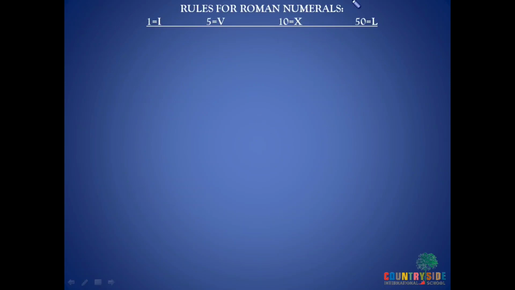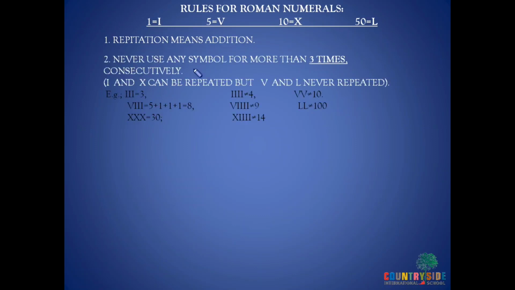The symbols for the Roman numerals are I for 1, V for 5, X for 10 and L for 50. This you will have in your higher standards, that is in your 5th standard or so. The first rule is repetition means addition. The second rule says that in repetition you can repeat a symbol only 3 times consecutively. I and X, that is 1 and 10, can be repeated, but V and L, that is 5 and 50, will never be repeated.